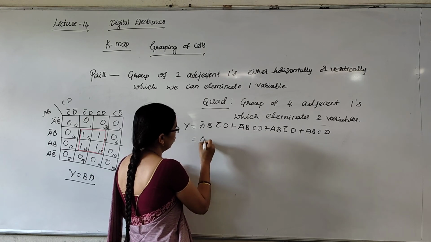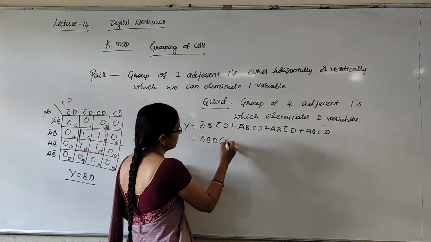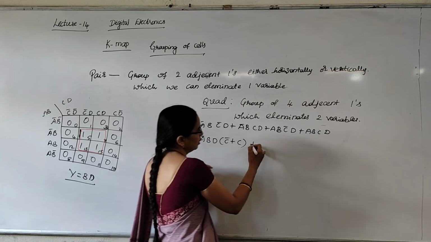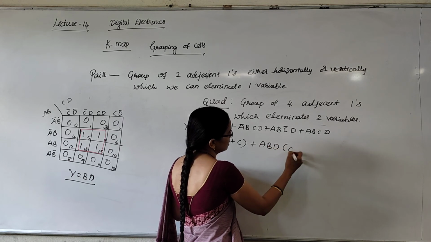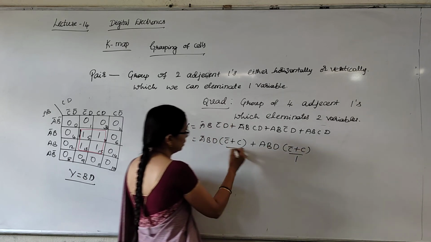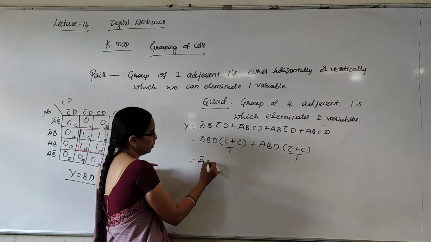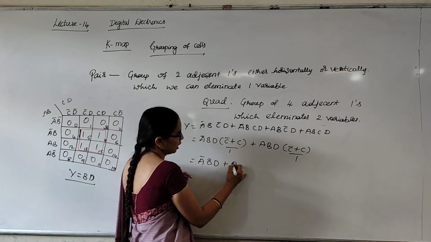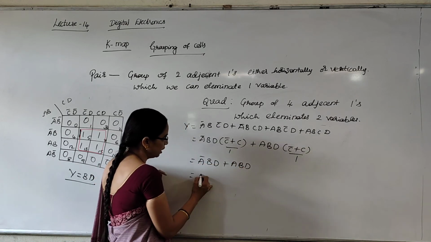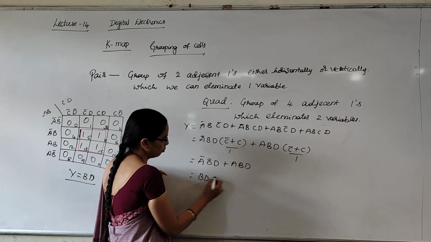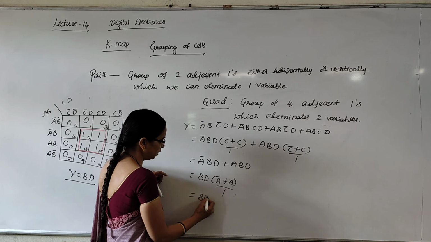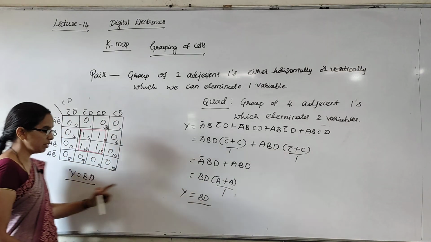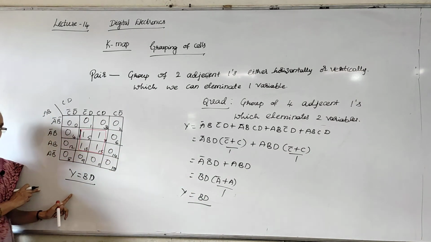B D common, A bar B D, C bar plus C, and here A B D I can take common, C bar plus C. This will be 1, this will be 1. So A bar B D plus A B D will be remaining. If I take B D common, A bar plus A, this will be 1. So B D will be our simplified expression, which we have already got through K-map.